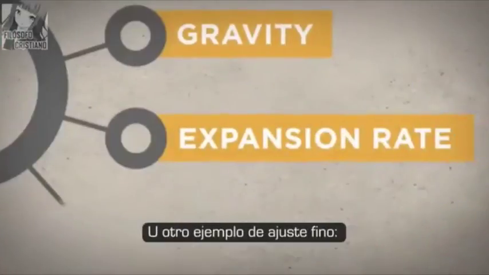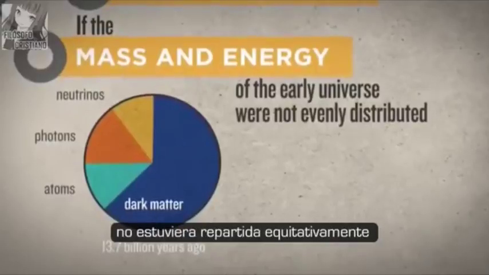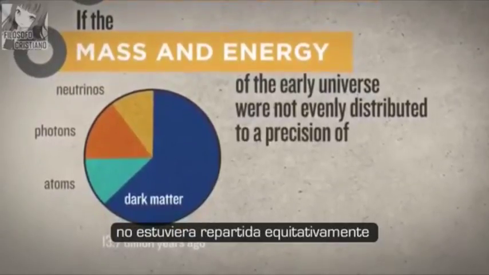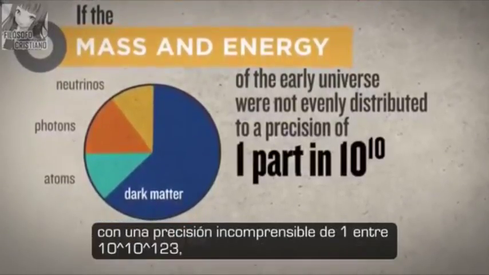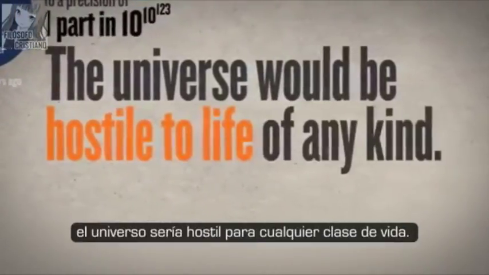In either case, the universe would again be life-prohibiting. Or another example of fine-tuning: if the mass and energy of the early universe were not evenly distributed to an incomprehensible precision of 1 part in 10 to the 10 to the 123rd, the universe would be hostile to life of any kind.